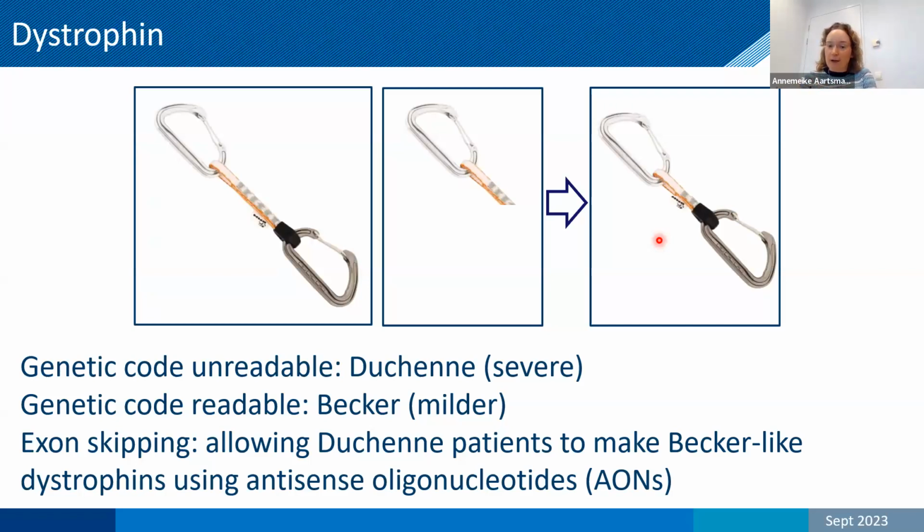So I don't want to trivialize Becker. It's definitely a severe debilitating disease. But if you come from the Duchenne angle, it is less severe.